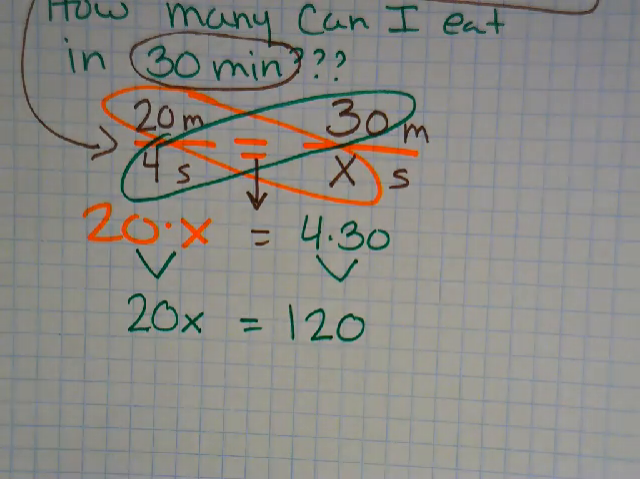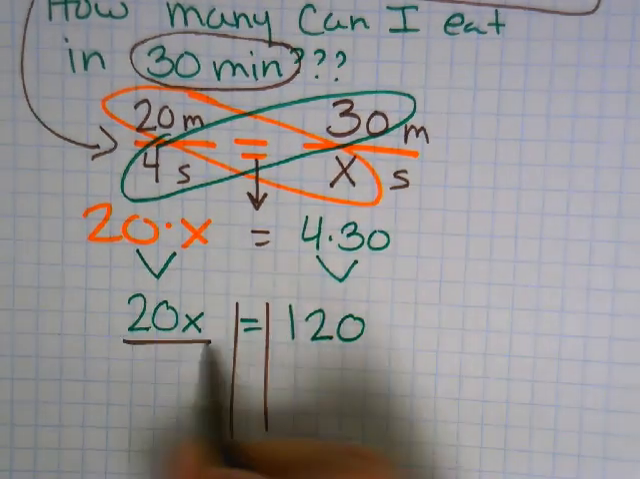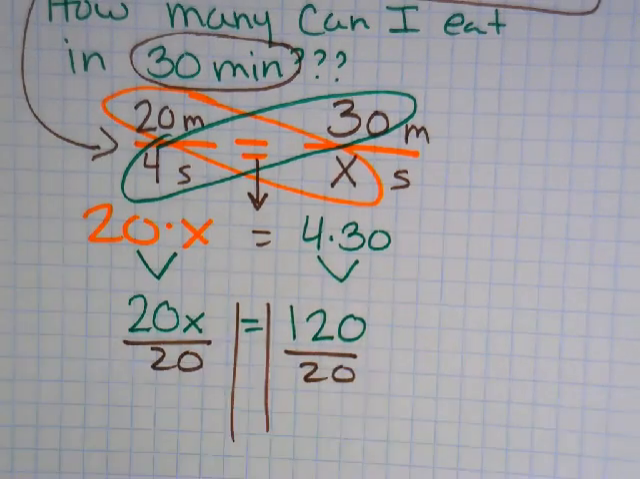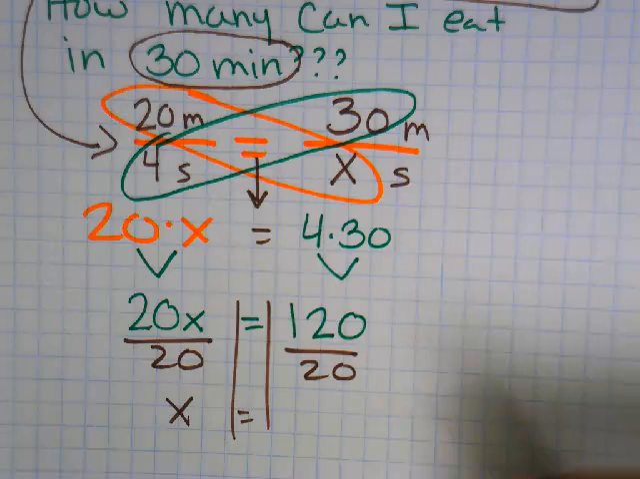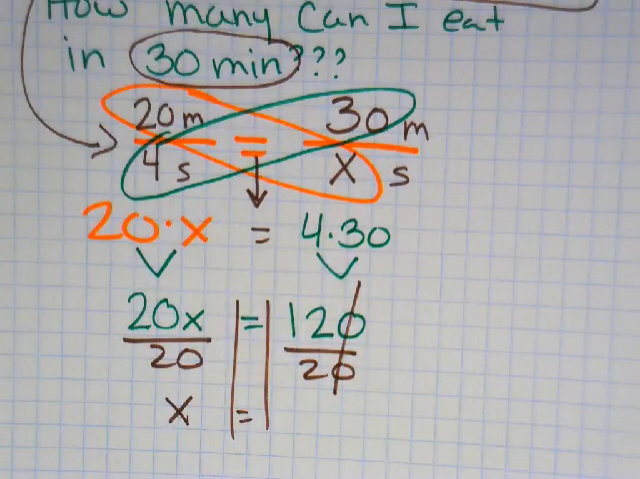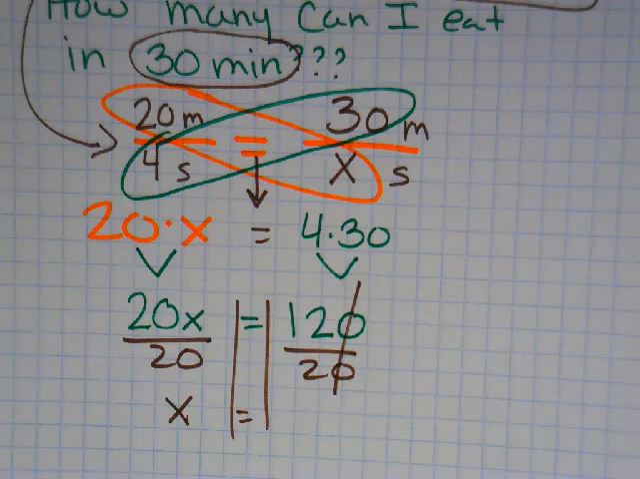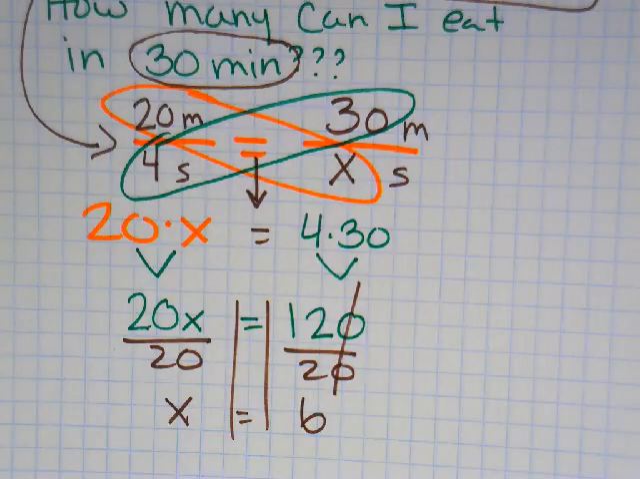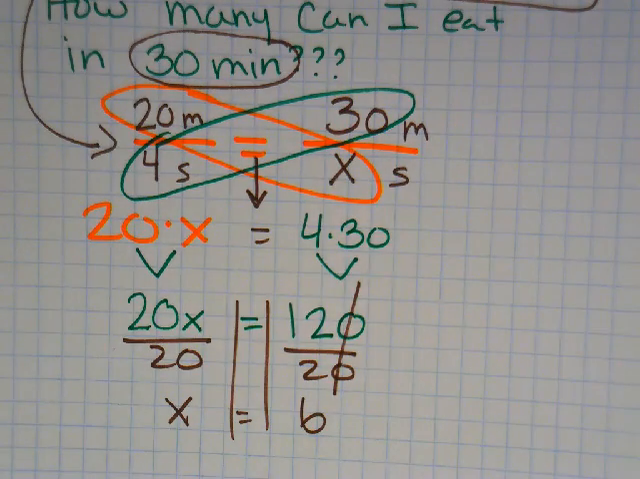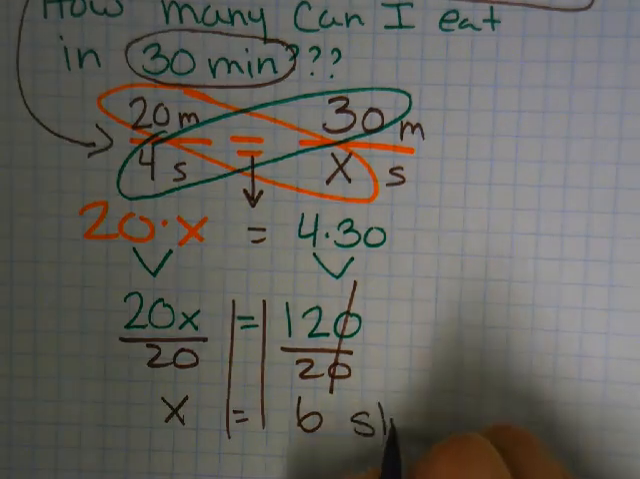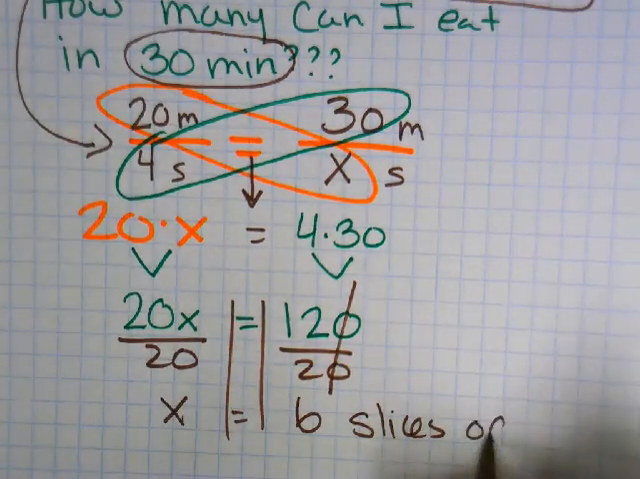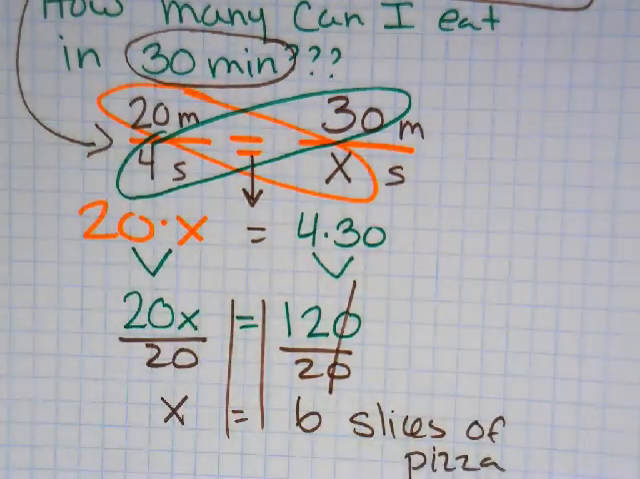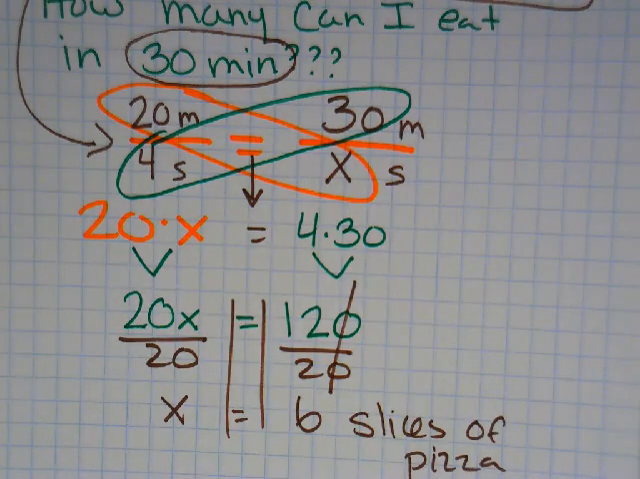What's my last step? Divide by what? 20. What's 12 divided by 2? Yep. So x equals 6. And that's it. Oh, 6 what? Slices. 6 slices. Not per minute. What does 6 mean? 6 slices of pizza in how many minutes? 30 minutes. So that means that in 30 minutes, I can eat 6 slices of pizza.